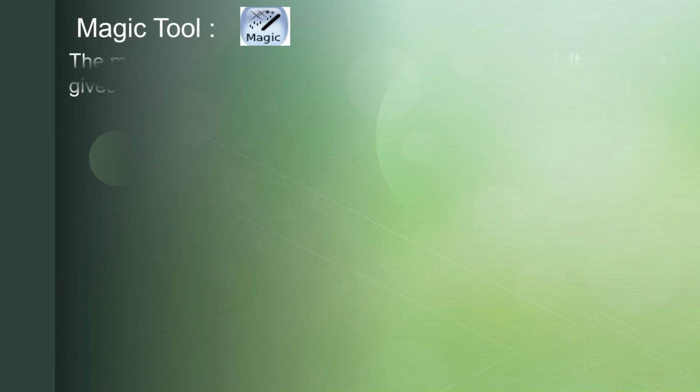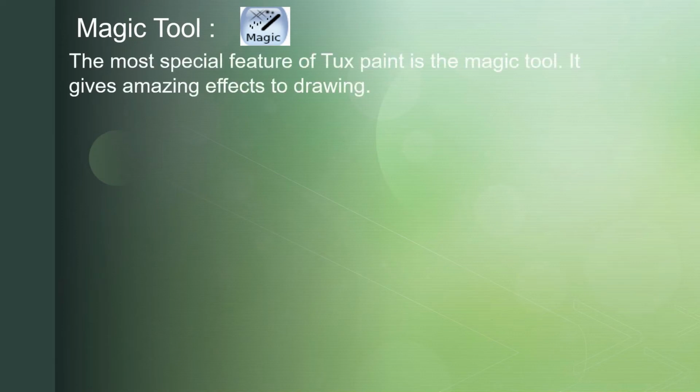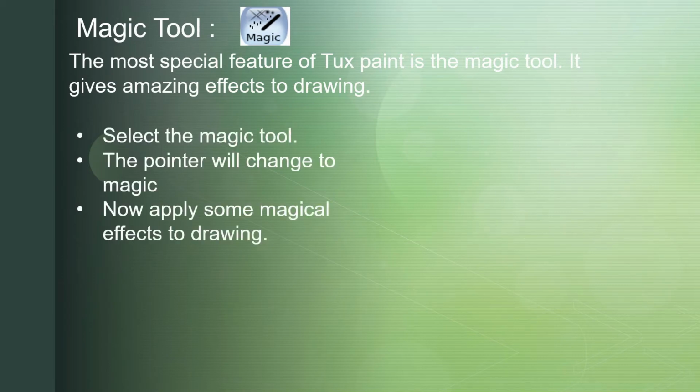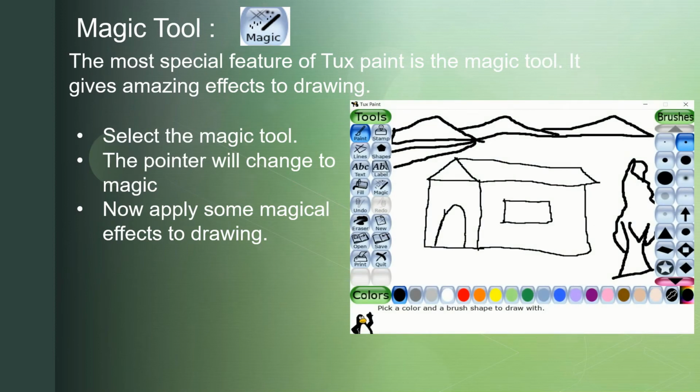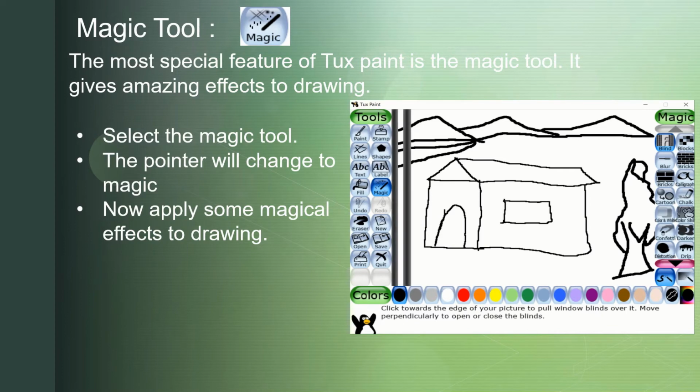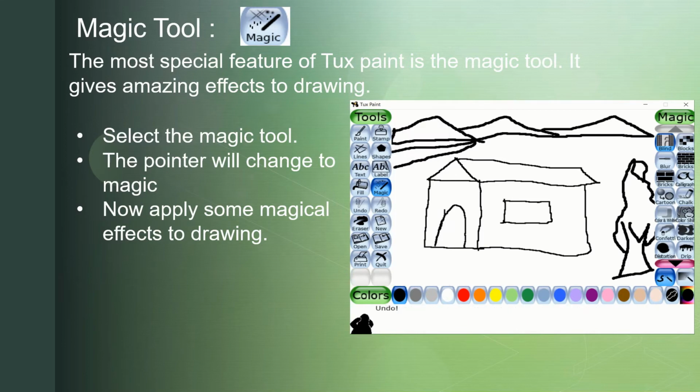Magic tool. The magic tool we have seen in Tux Paint only. The most special feature of Tux Paint is the magic tool. It gives an amazing effect to drawing. You can see with the help of the practical, the teacher has selected the magic tool. The pointer will change to a magic pointer. Now apply some magical effect to the drawing. Click and drag the large bricks. This is one of the magical effects. The teacher has shown how to give the color directly with the help of the magic tool to complete the house.